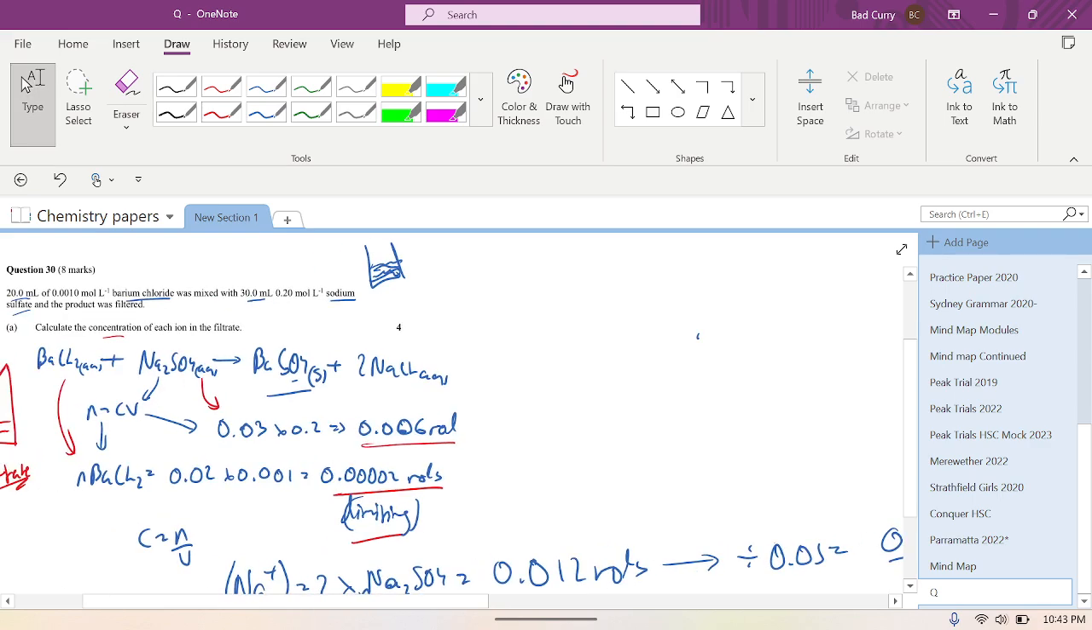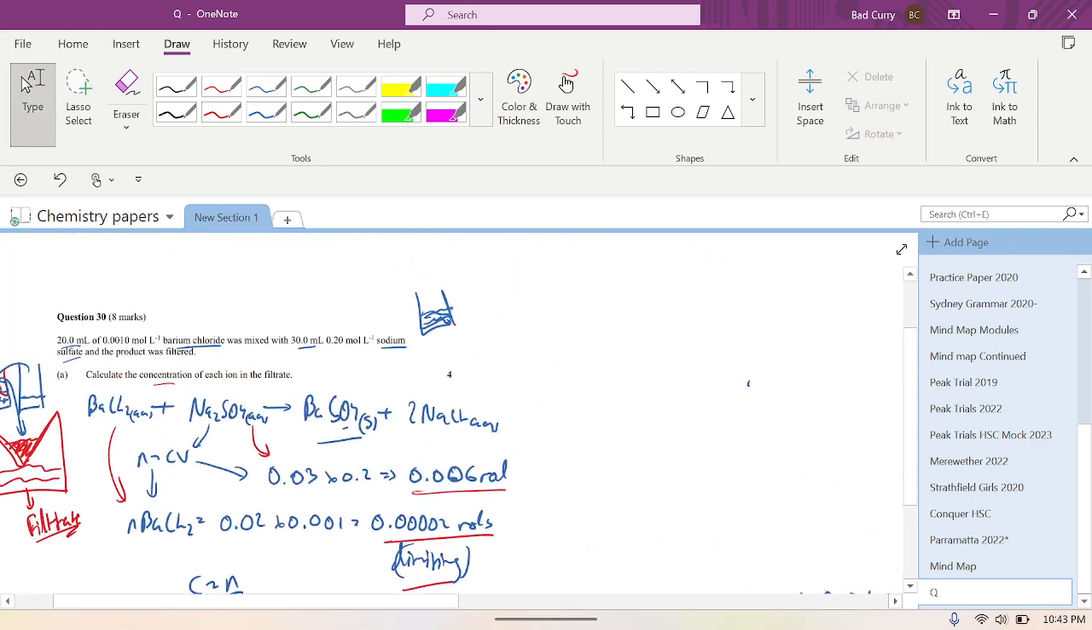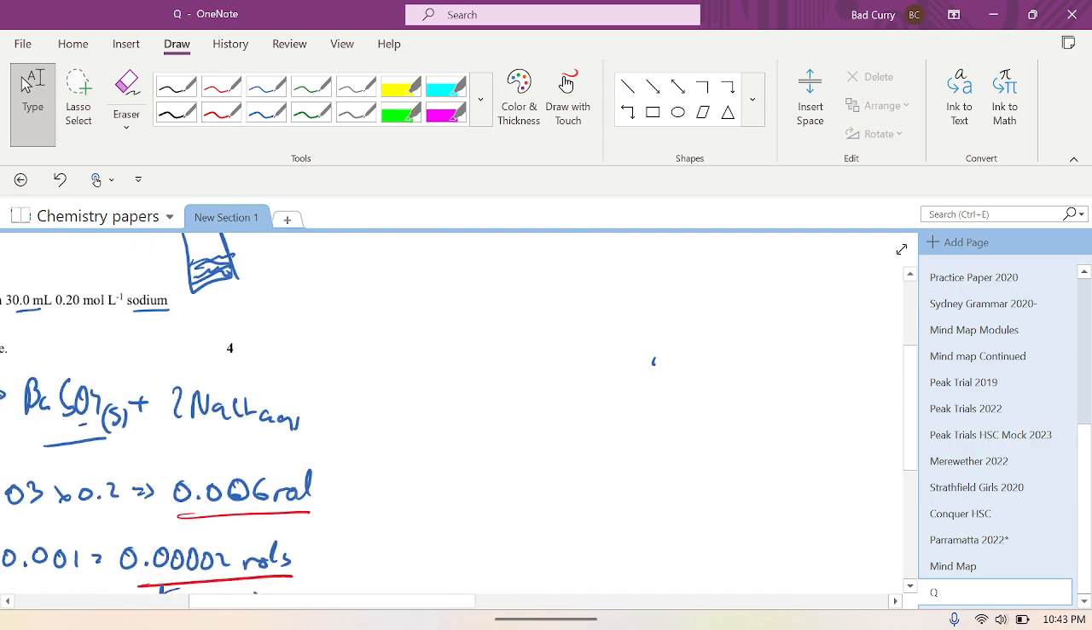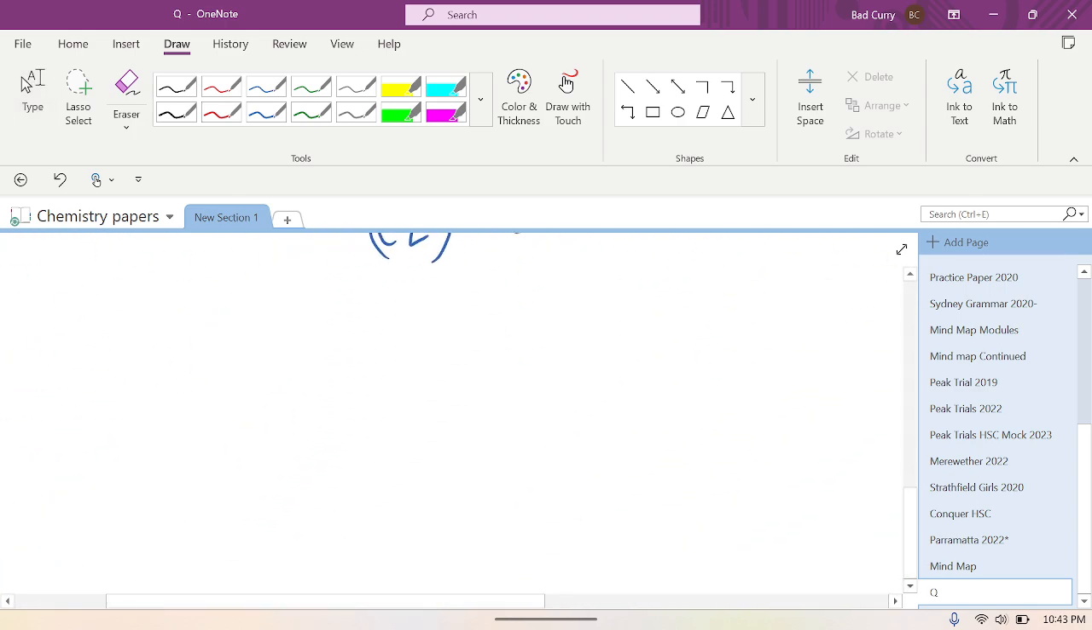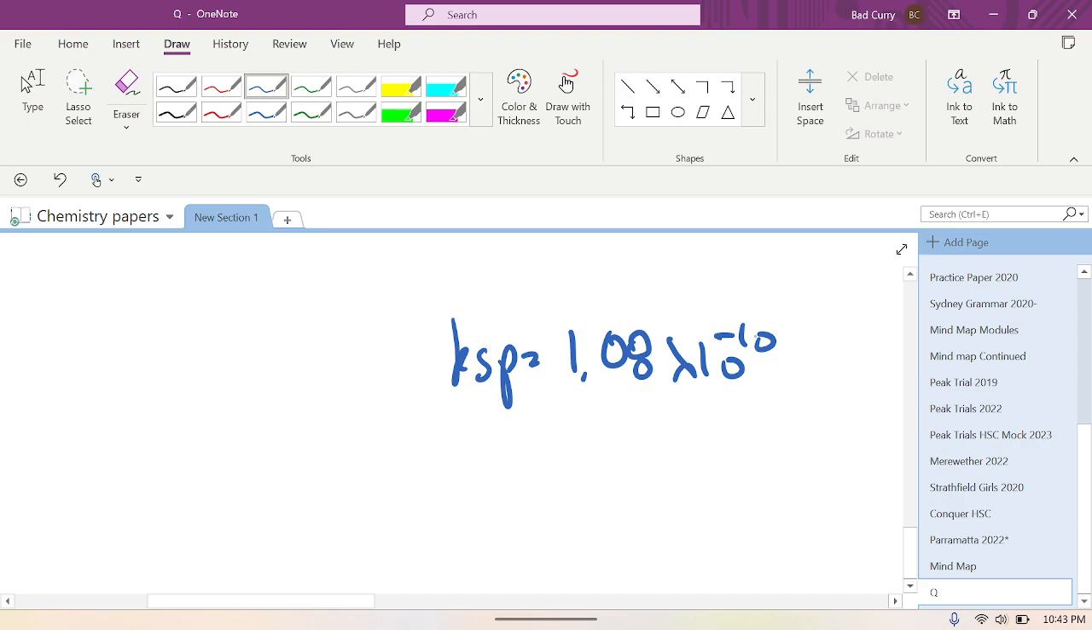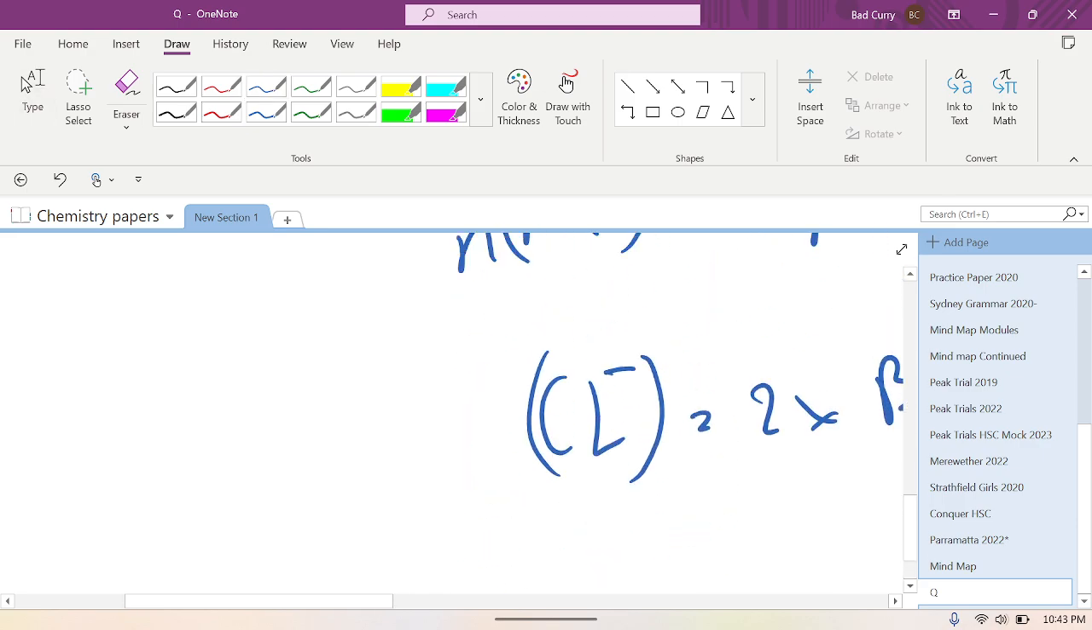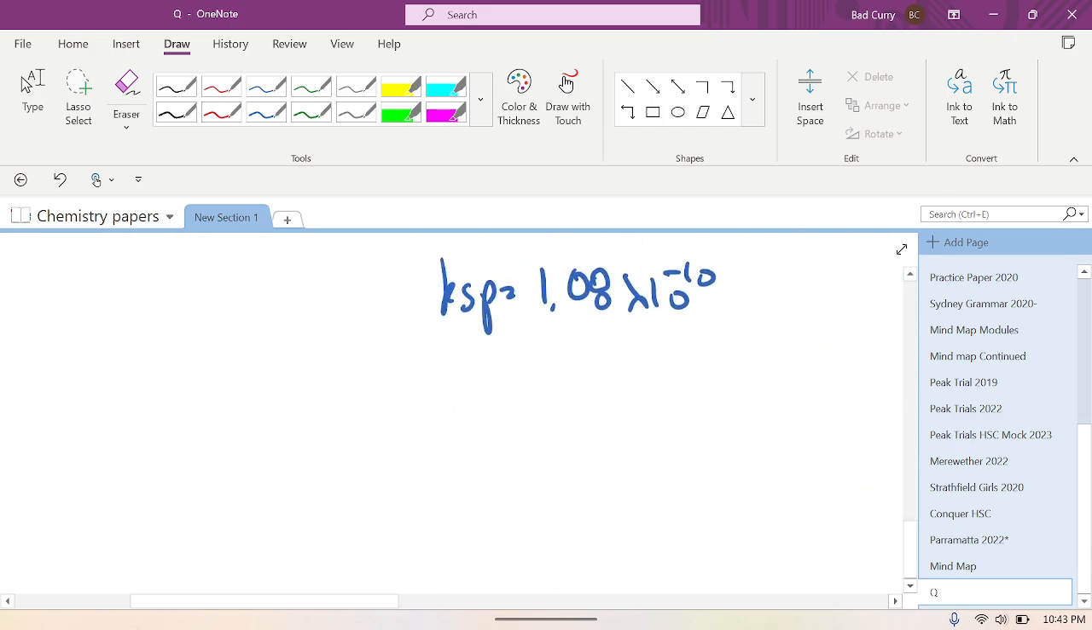Okay, now for the barium and sulfate ions. You've got to find out the Ksp first. Now its Ksp is 1.08 times 10 to the negative 10. Let me just move down here actually. So you know your Ksp is 1.08 times 10 to the negative 10. Now, how do I know this? I have a chemical data sheet that tells you. I think you definitely need the Ksp, and the question should give it to you. Otherwise, you can't do the question.